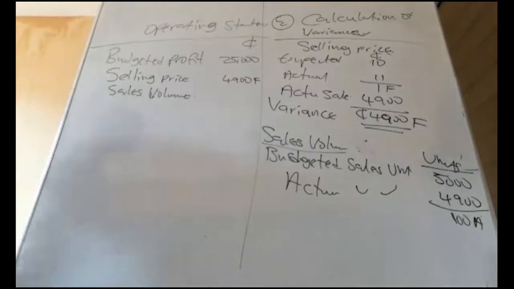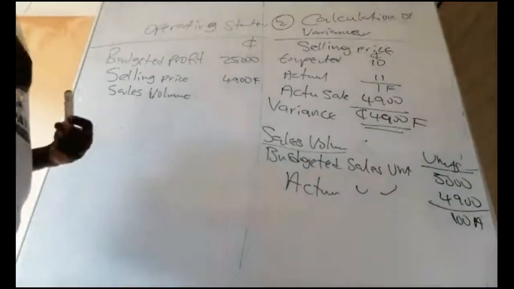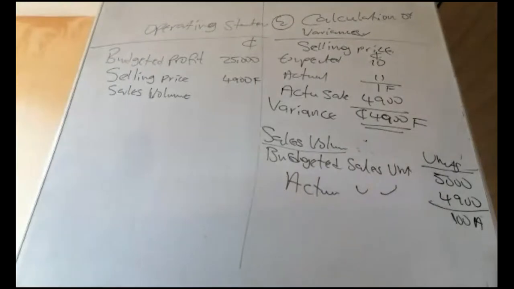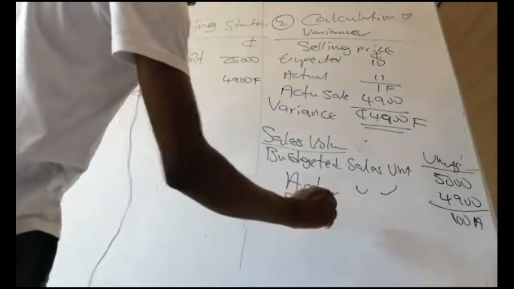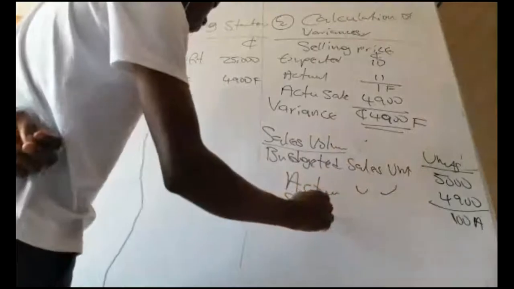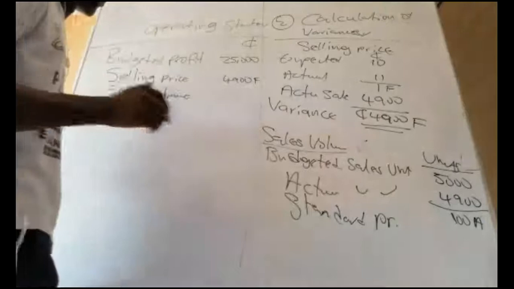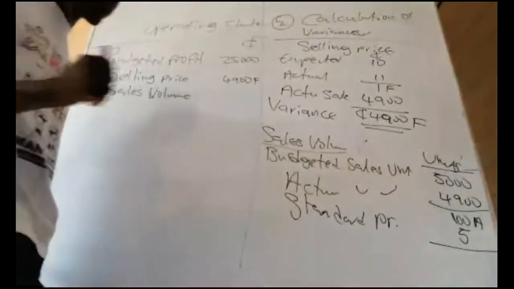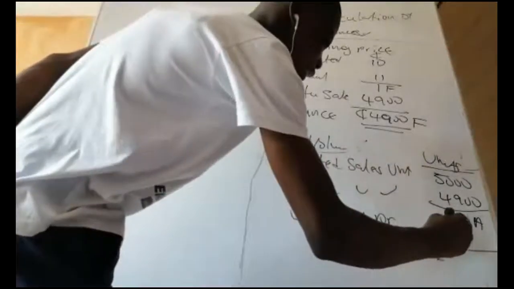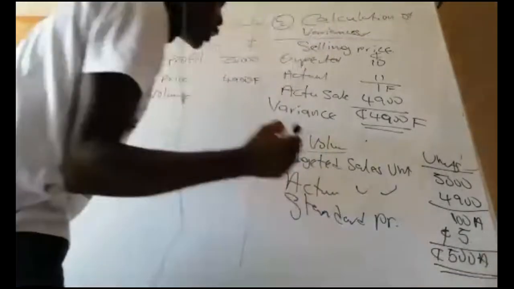Good. So this is variance in terms of units. You multiply by the standard or budgeted profit per unit. The standard profit is 5 Ghana cedis. So therefore, the variance will be 500 Ghana cedis. Perfect. Adverse. So A. You are done.